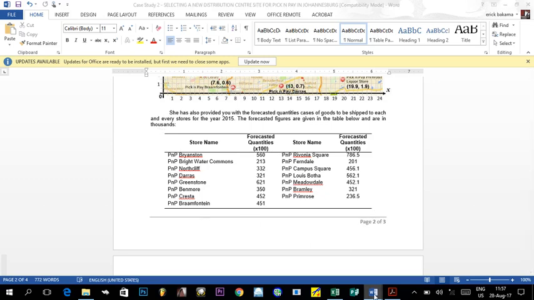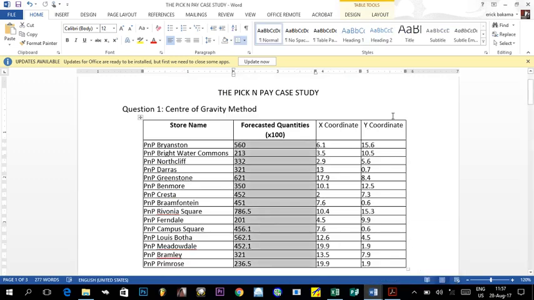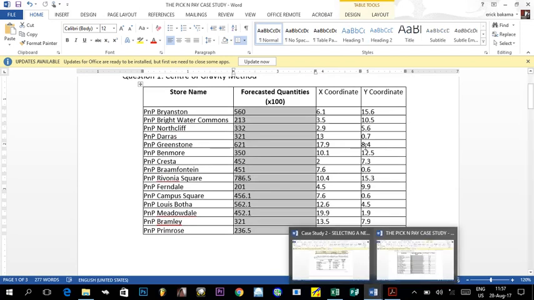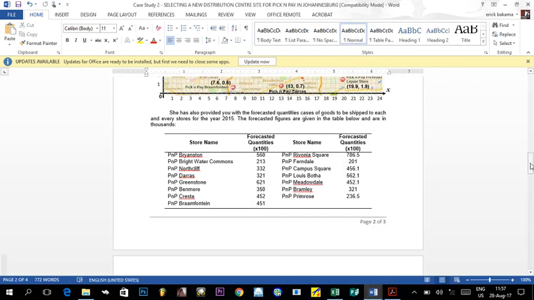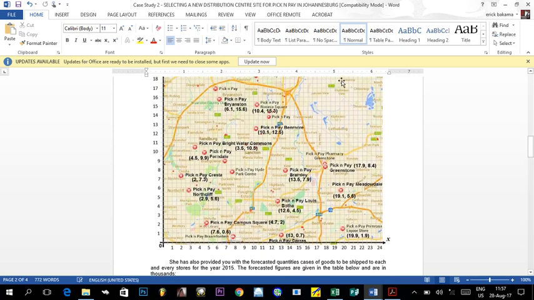Now the other thing that we need to do, which is the longest part, is identifying the coordinates. You look at the map and identify, for example, Bryanston. According to our map, Bryanston has an x coordinate of 6.1 and a y of 15.6. Now we go back to our map here. You look at Bryanston, we say it was 6.1 and 15.6, which is somewhere here. We've got the 6.1 and 15.6.